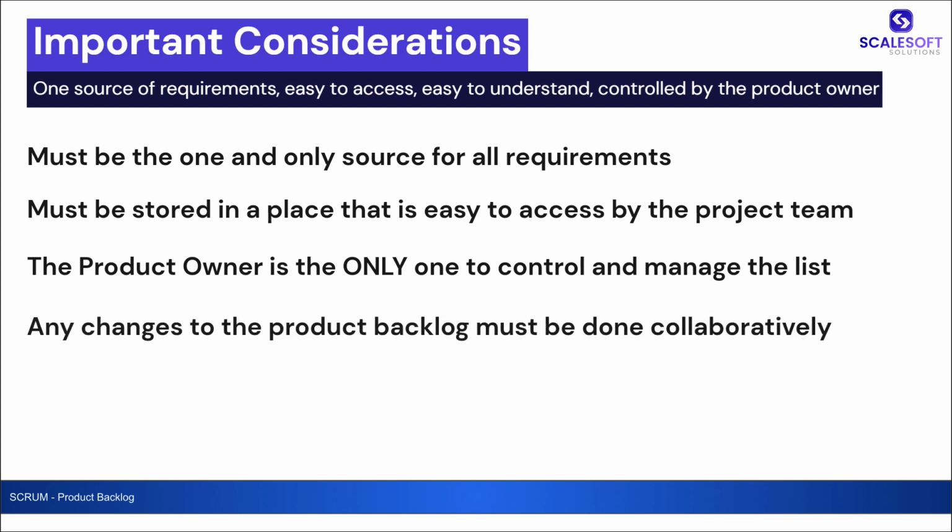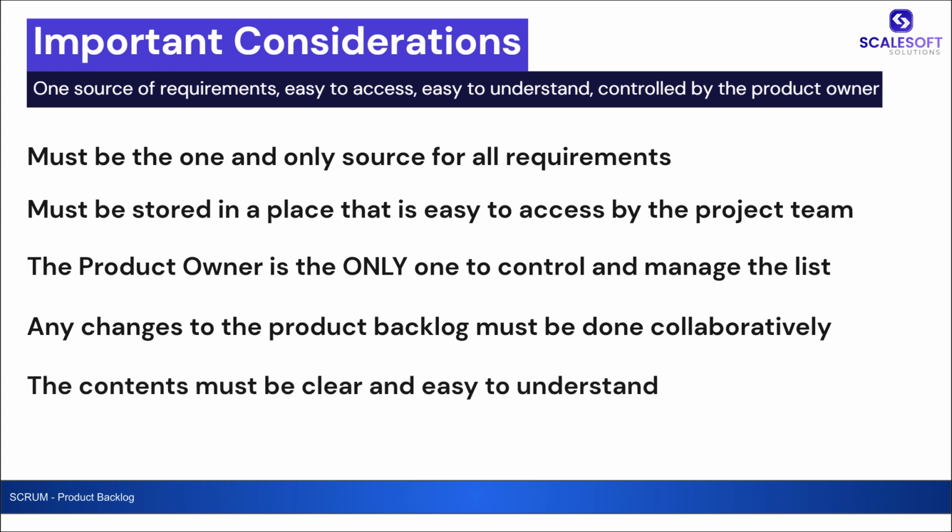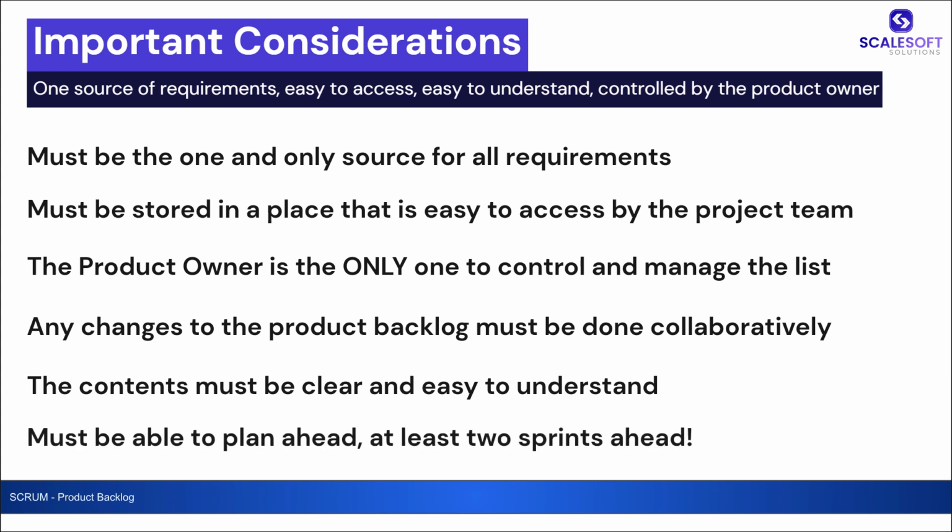4. No individual entries must happen. Any change to the product backlog must be done collaboratively. 5. The content of the product backlog must be clear and easy to understand. 6. The team must be able to plan ahead, which means they kind of know what will be added in the next 2 sprints. This requires a level of understanding of the items as well as the overall goals of the project. More importantly, it requires a good maintaining of communications throughout the project.